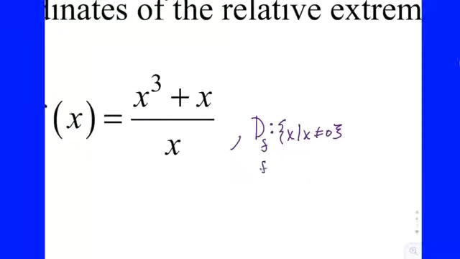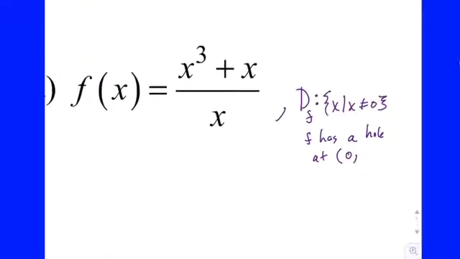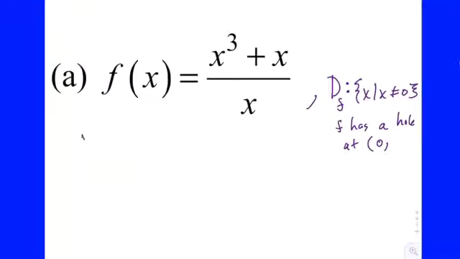So we could say that f has a hole at, and we'll list it as an ordered pair, (0, whatever). How do we find the y value of the hole? We need to take the limit as x goes to 0. And so that would be our factor and divide out. So instead of setting it up as a limit, let's just go ahead and simplify this.